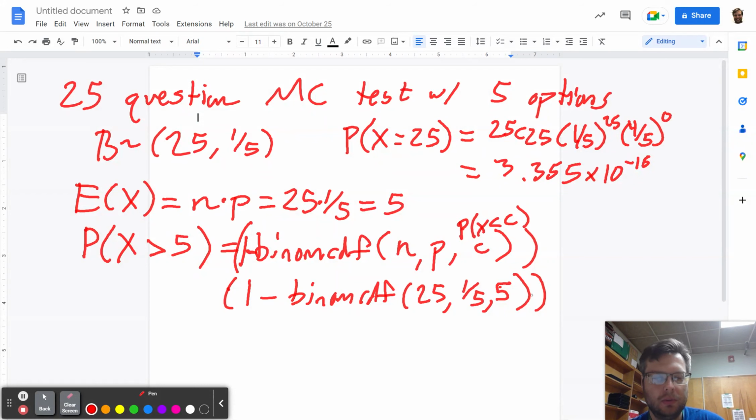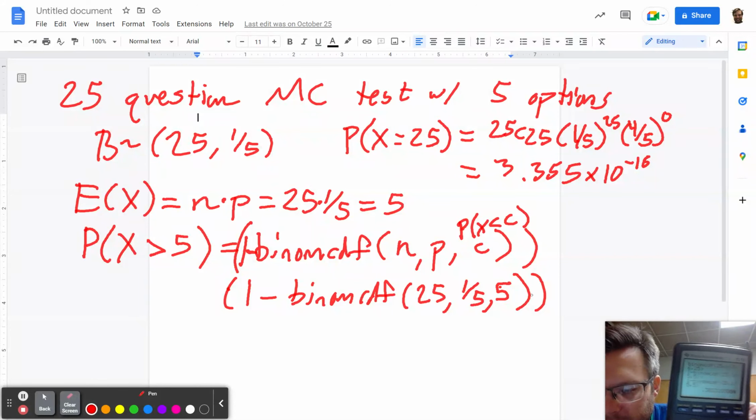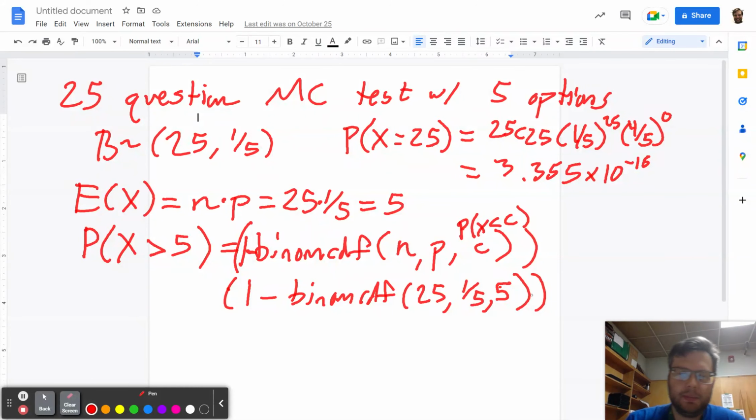Okay, so 1 minus, I hit the second button and I hit the vars button to bring up binomial distribution. It's down option A, 25, comma 1/5, comma 5. There we go. That comes out. See how I typed it in there? And so what this means is that about 38% of the time, you're going to do better than average on it.